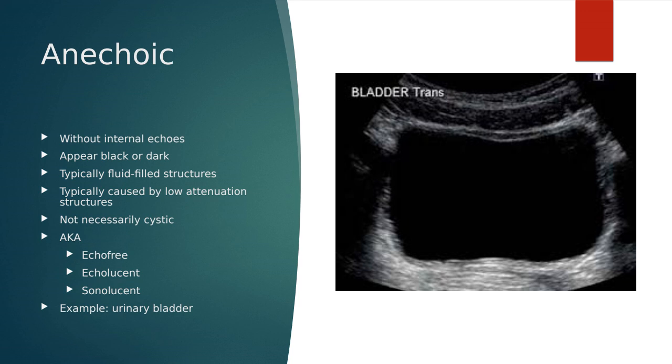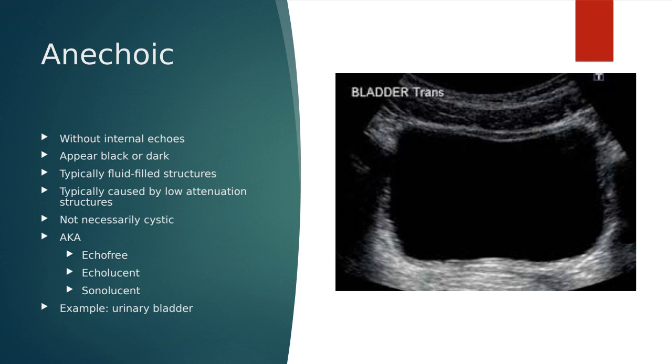Our first one is termed anechoic. Anechoic is talking about any structure that does not have any internal echoes. Now, echoes, think of sound. This is the root of the term acoustics. You have sound, it's going to echo throughout. So when we have a structure that doesn't have any echoes, it's not receiving any sound waves from that particular structure, it's going to appear all black.